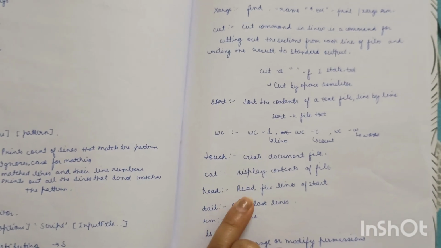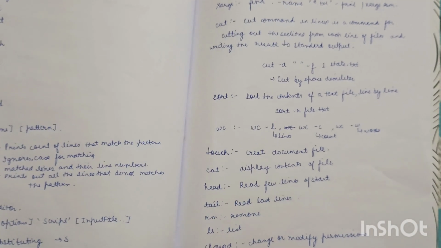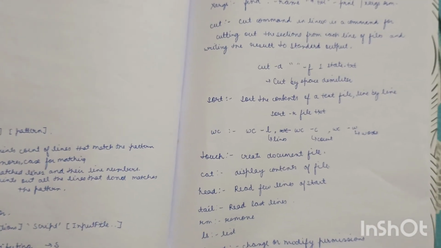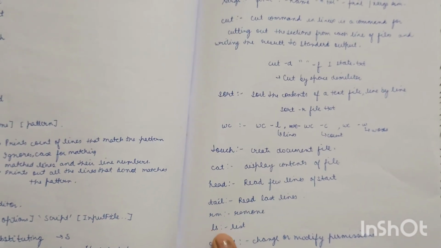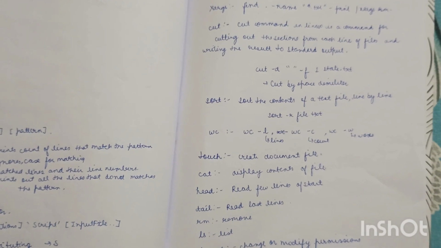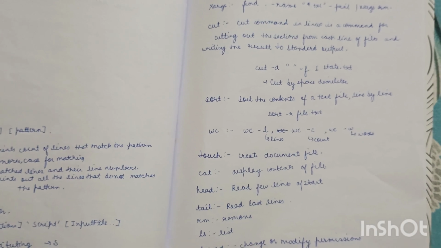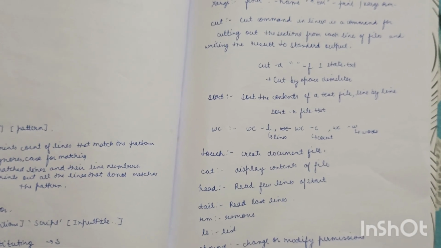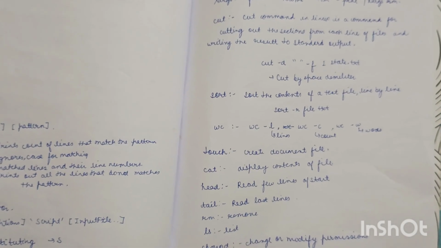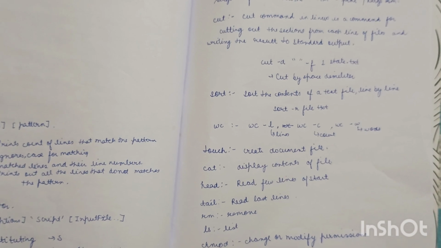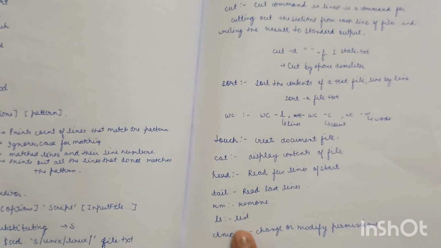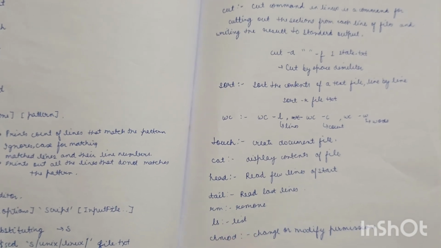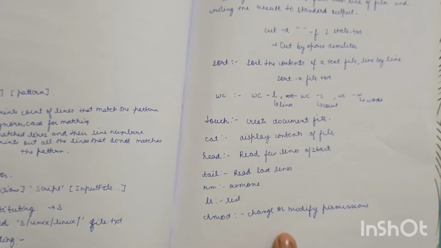Then there is the head command, which reads a few lines from the start. We can even give the line numbers, like head minus n5 or whatever line number. Tail reads the last lines. It can even read the following lines, whatever lines are updated recently. That also we can do using hyphen f. Then rm means remove, ls means list, chmod means change or modify permission.